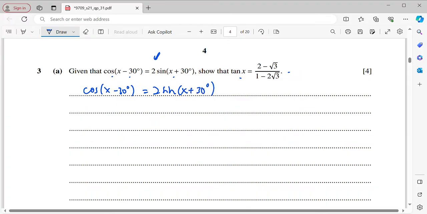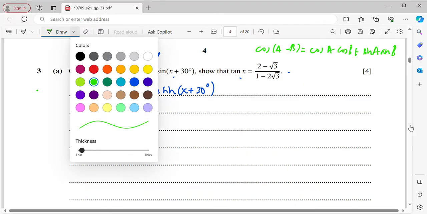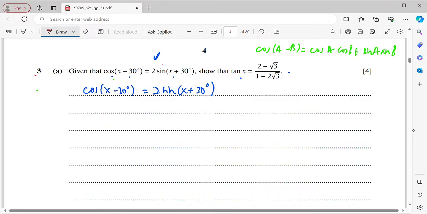From here I have to use the addition formula, which is cos(a minus b) equals cos a cos b plus sine a sine b for the first term, or for the left hand side. Then for the right hand side, since this is a sine here, I will be using sine(a plus b), which is sine a cos b plus cos a sine b. That's the formula that I'm going to apply in this question.